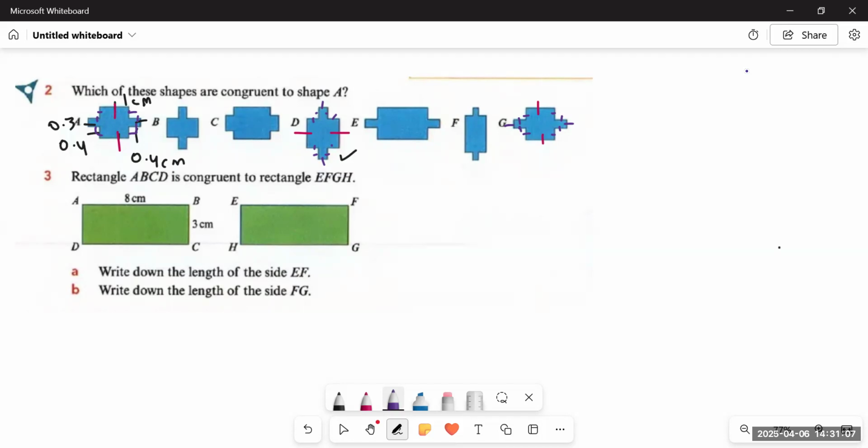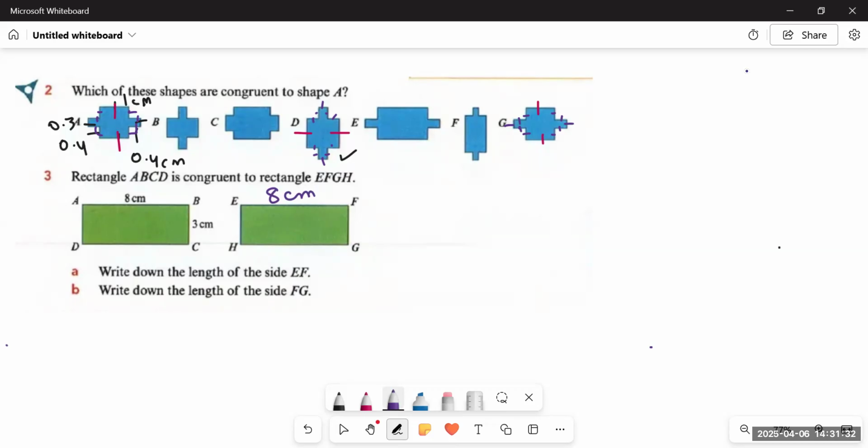Now let's move to question number 3. Question number 3 says rectangle ABCD is congruent to rectangle EFGH. Now what we have to do is write down the length of the side EF. If we measure, we will see that AB is 8 centimeters, and it's exactly the same for EF, which is 8 centimeters too. You just have to measure it with your scale.